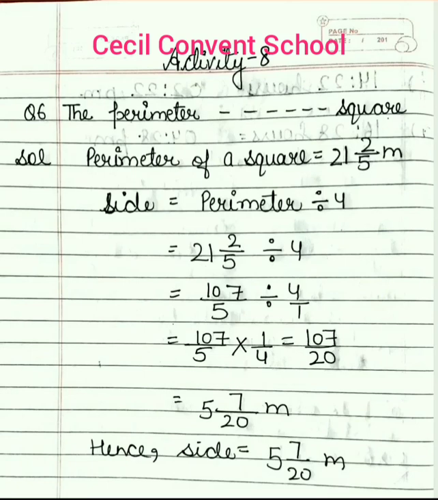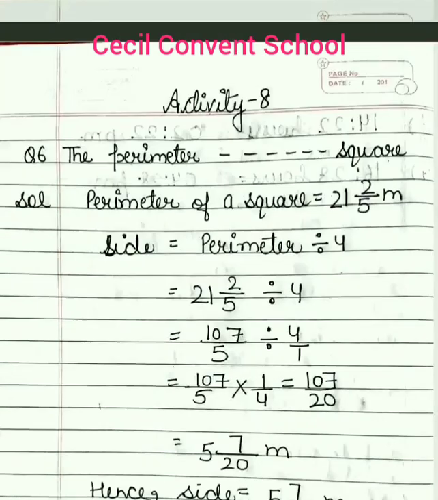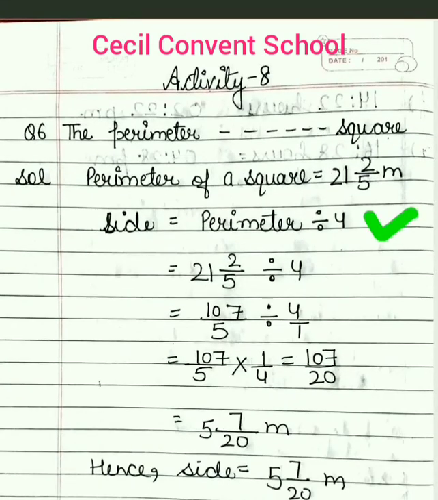Means first line we will take from the question only. Perimeter of a square is equals to 21 2 by 5 meter. Clear? After that they said find the length of side of the square. Means you have to find the length of the side. So we will write down the side formula of a square. So side is equals to perimeter divided by 4. So this is the formula which we use in this question.